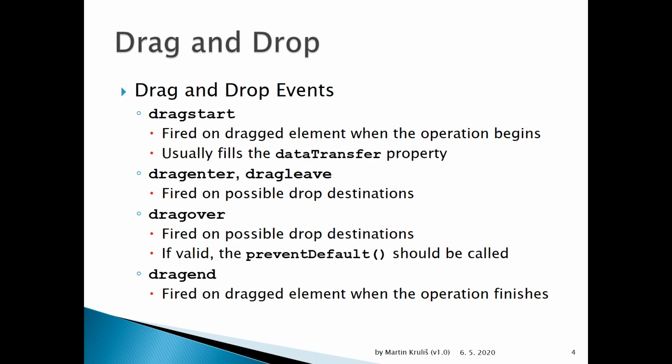However, if you need to place something specific, this is the property of the event, of course, which needs to be filled, so we correctly specify what is actually being dragged. During the dragging, these three events may fire on possible targets, on possible destinations. This one is particularly important because it determines whether the possible destination is recognized as a destination or not.